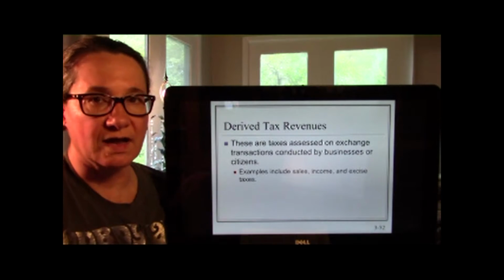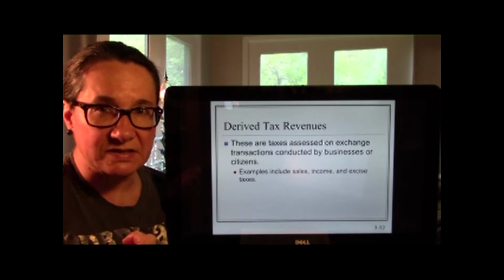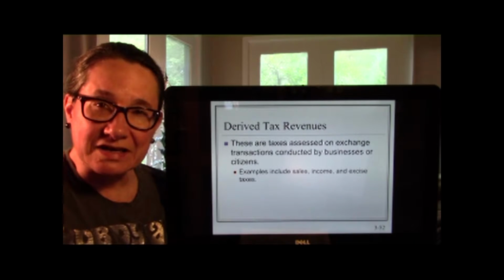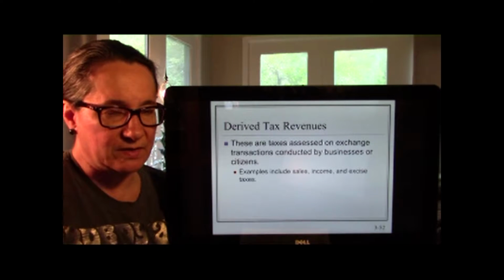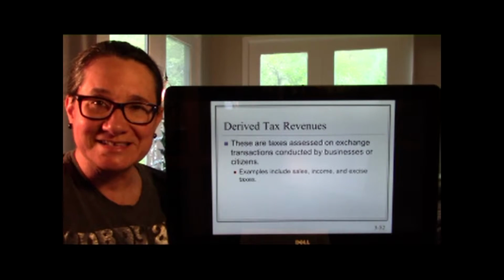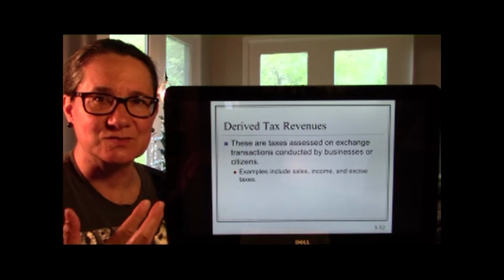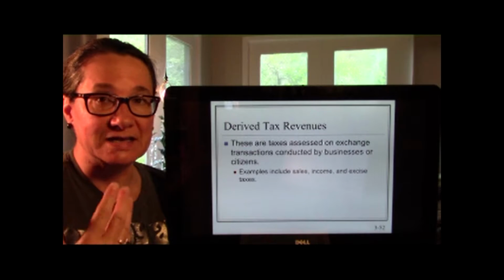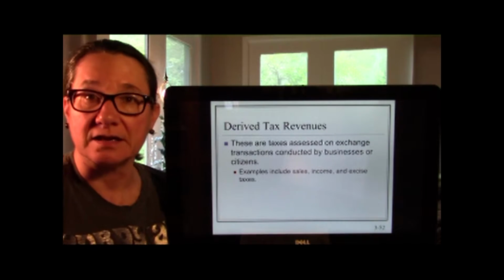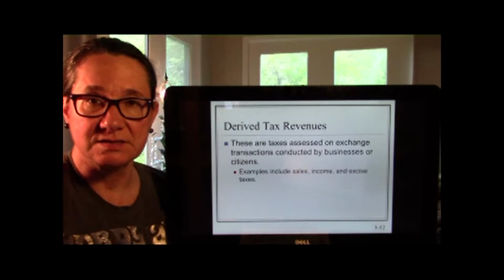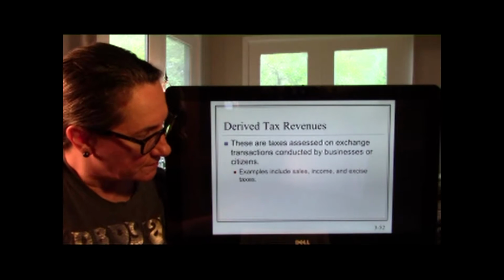All right, derived tax revenues. So how do you recognize derived tax? These are like your sales taxes or income tax. We don't have that in Texas, but we do have federal income tax. But there are some cities that have income taxes. Isn't that awful? Excise tax, which would be like the tax you pay per gallon of gasoline. That's an excise tax, based on a unit. So sales, income, excise tax. How do you do those?